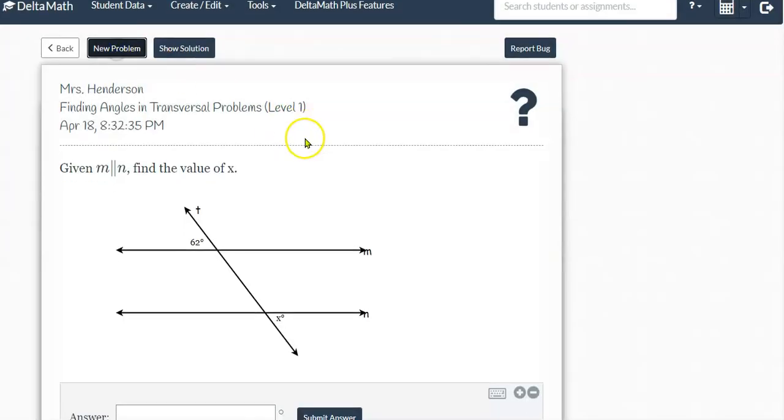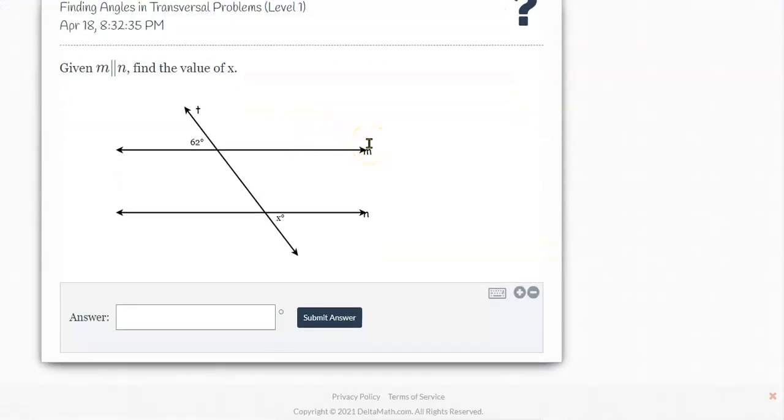Let's take a look at another question. In this example, I know an acute angle. So this angle is 62, this angle is 62, this angle is 62, and this angle is 62. So therefore, the measure of x is also 62 degrees. Why do I know that?